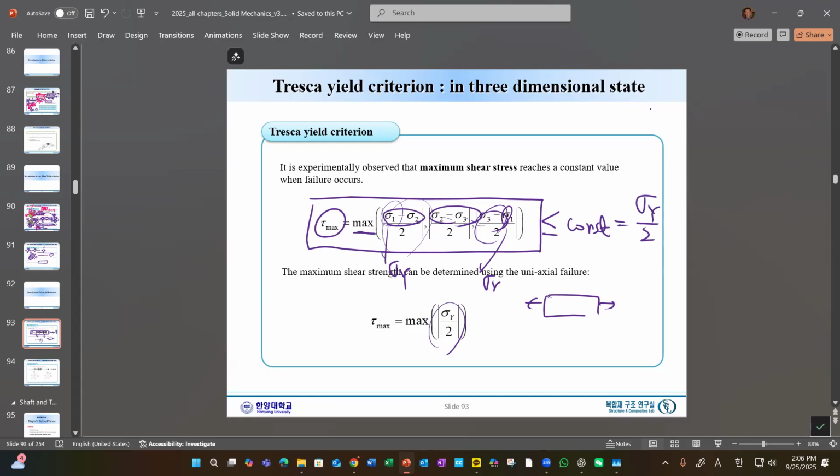This is actually very clear because in tension, the maximum shear will be half of the yield, if this is the yield. So you can say that the half will disappear, and simply the maximum of sigma 1 minus sigma 2, sigma 2 minus sigma 3, and sigma 3 minus sigma 1 should be less than sigma yield.